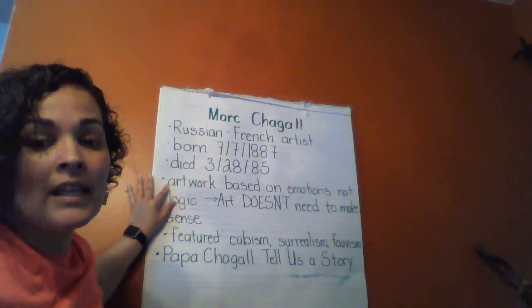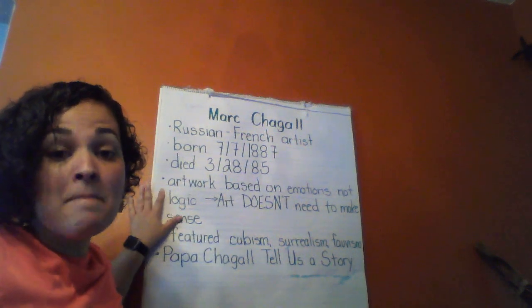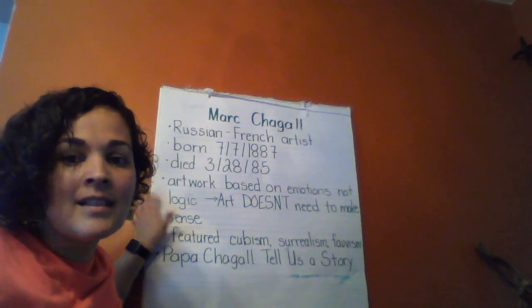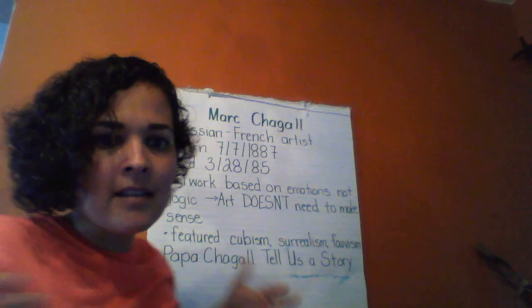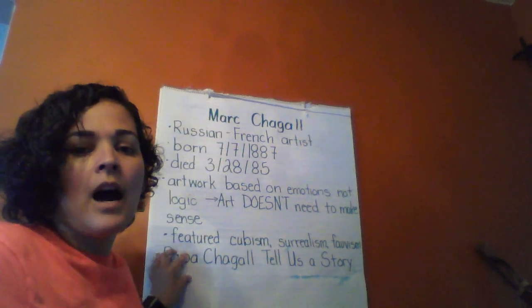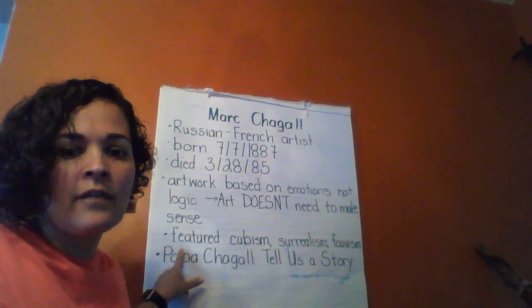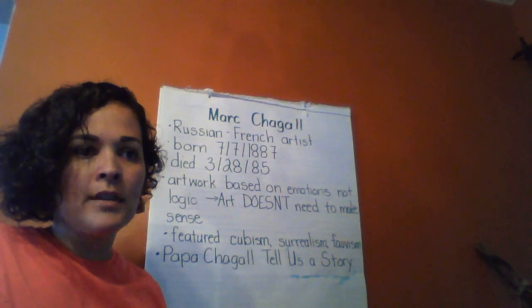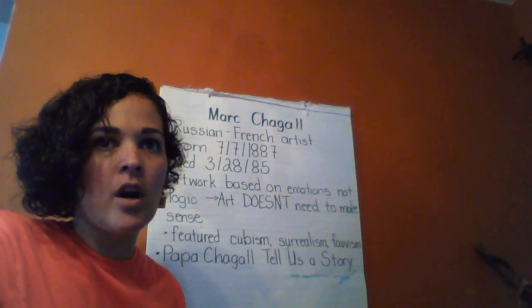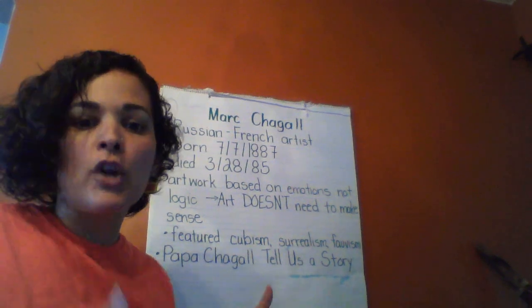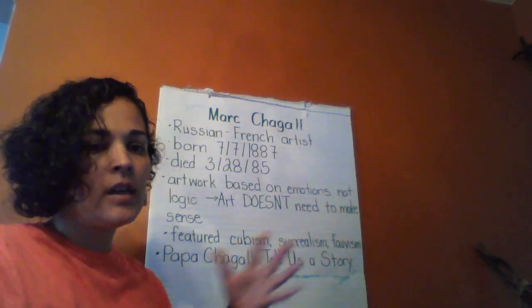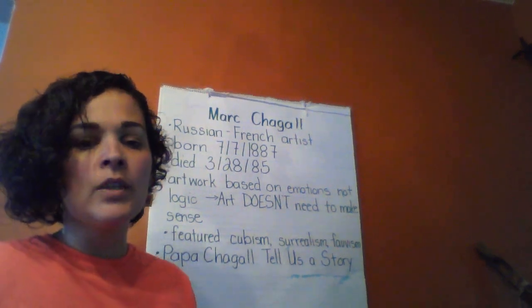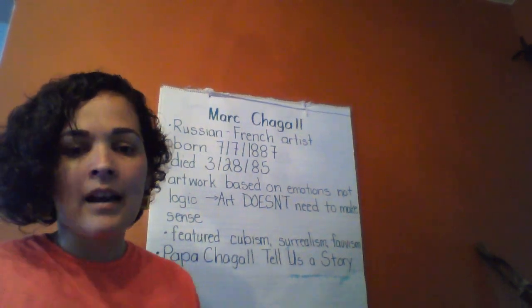All right. His artwork was based on emotions and not logic. He believed that art doesn't need to make sense. It needs to make sense to the artist who's creating it, right? A lot of his art originally featured cubism, surrealism, fauvism, but he didn't want to have his art centered on just one type of art. So his was kind of all over the place. He also did stained glass windows and a lot of other types of art.